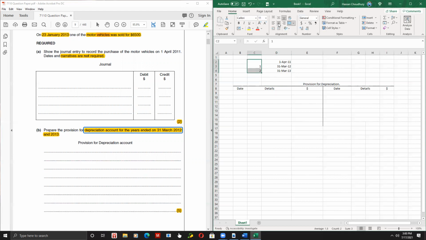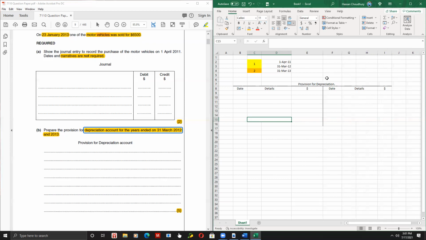Because from April is the beginning, March is the end, then this is the beginning, then this is another end. So 2 years of accounts over here. I'm just going to color it. This is the second year. Here we go. Right. So now, first year you bought vehicles brand new, so you don't have any balances.